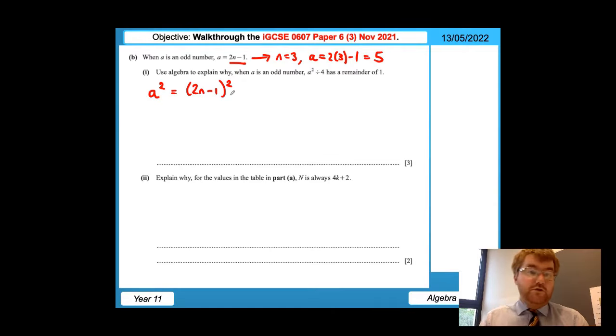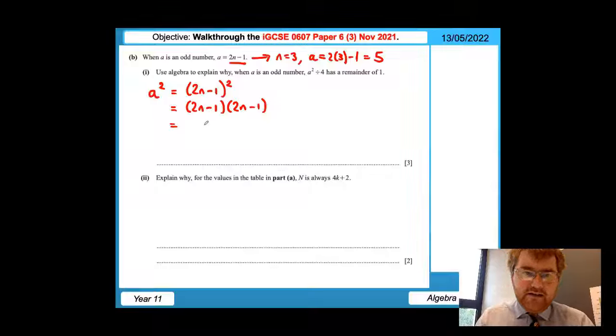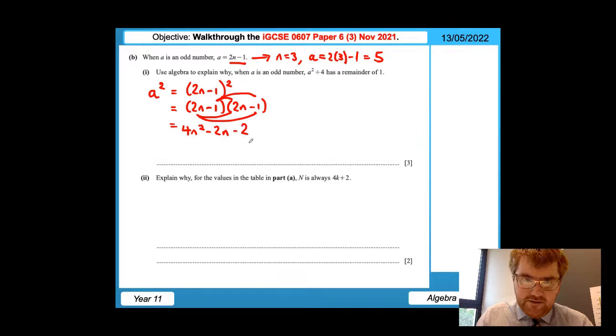Now remember, when you're squaring a bracket, it's the same as timesing by itself. So 2n minus 1 times 2n minus 1. And if we use FOIL to expand this, so first, outside, inside, last, let's go through that process. So 2n times 2n is 4n squared. 2n times minus 1 is minus 2n. Minus 1 times 2n is minus 2n.